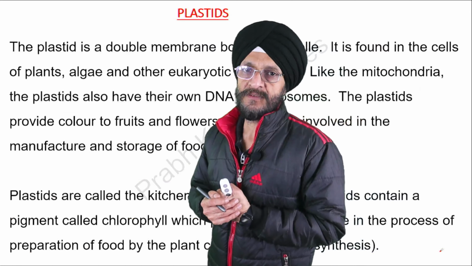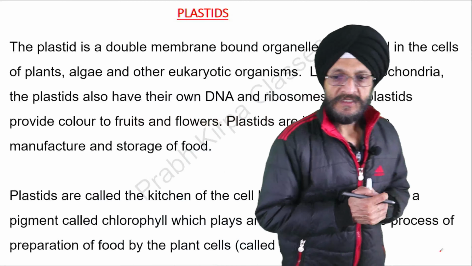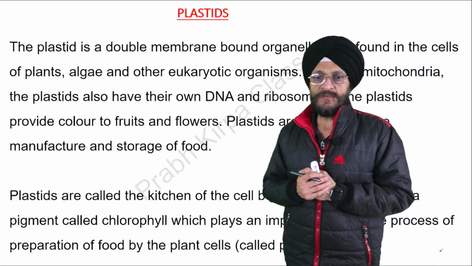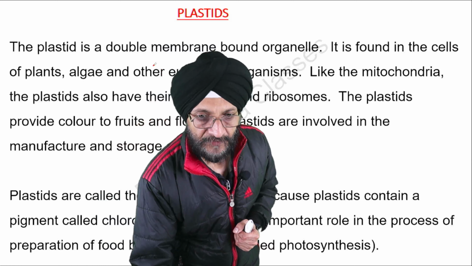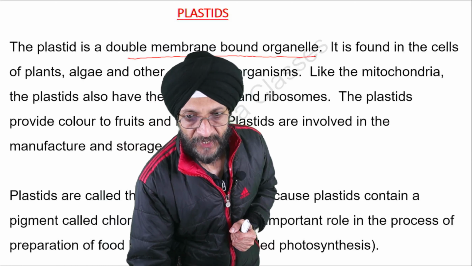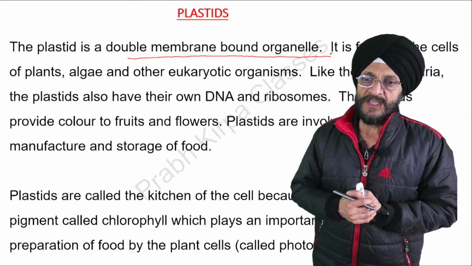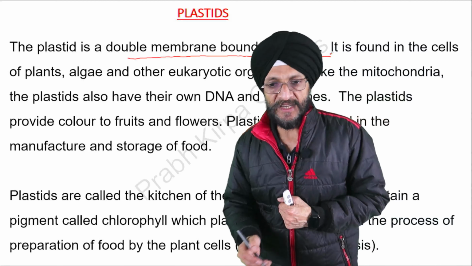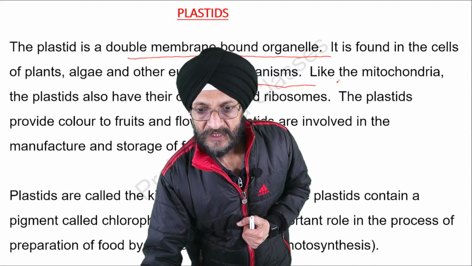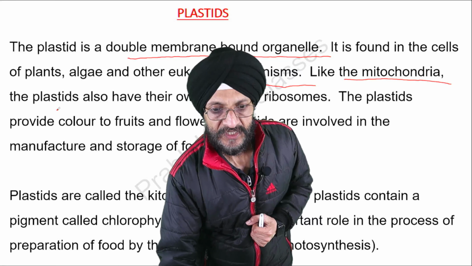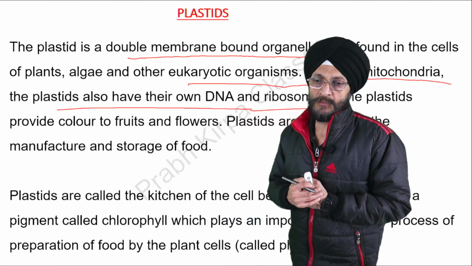Next, plastids. You may already know that plastids are not found in the case of animal cells. The plastids are double membrane bound organelles. They are found in the cells of plants, algae, and other eukaryotic organisms. Like the mitochondria, the plastids also have their own DNA and ribosomes.